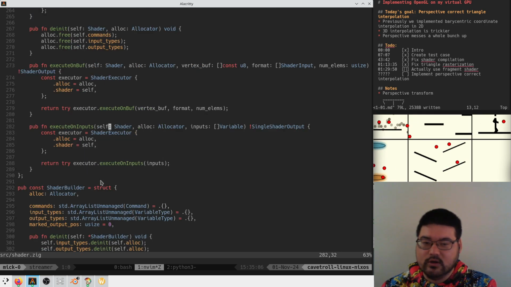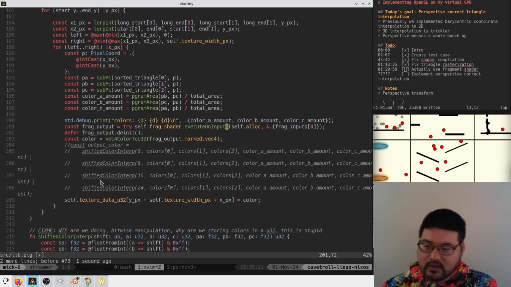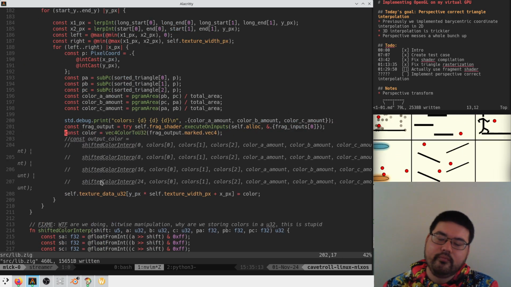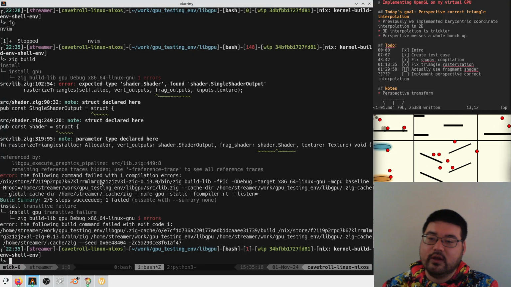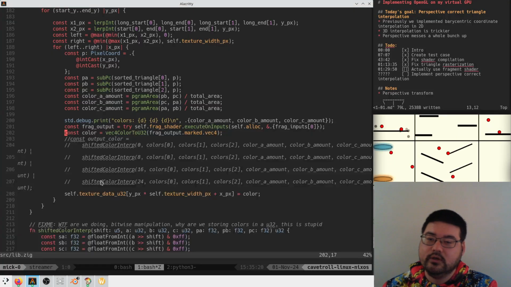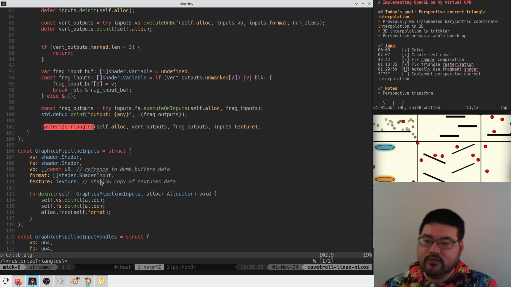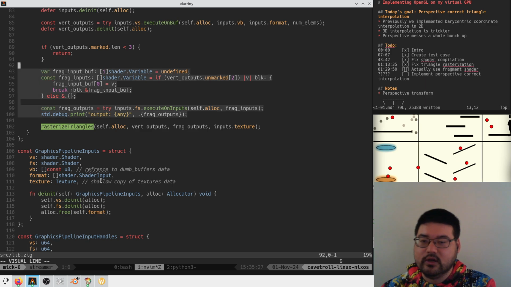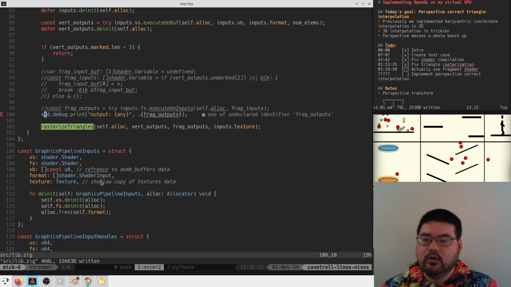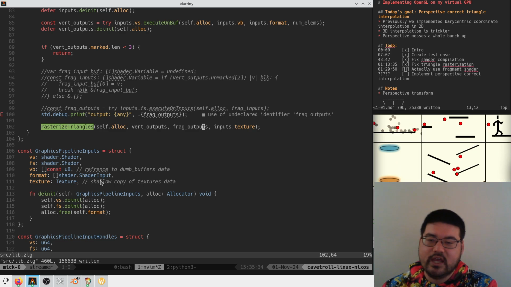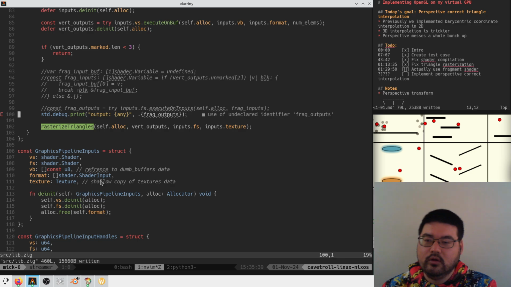What does this execute outputs? No, it just looks like the allocator is used for intermediate state. So we actually don't have to. Hell yeah, dude. All right, does that build? Expected type shader, found single shader outputs. That's true. We didn't fix the call site here. So we don't run the fragment shader here. Instead, we pass in inputs, fragment shader.